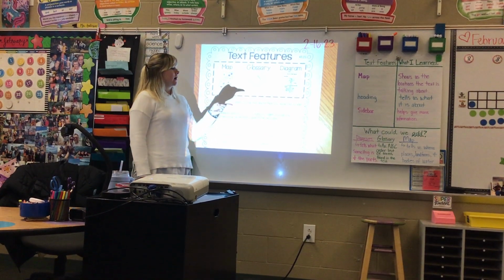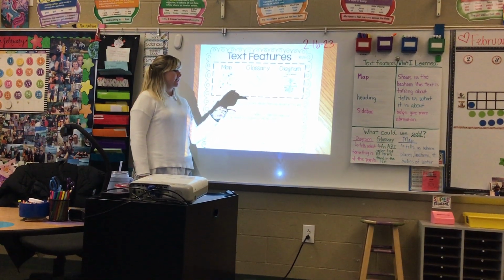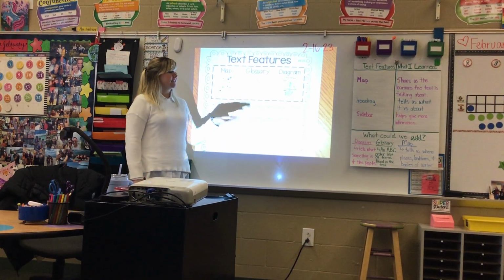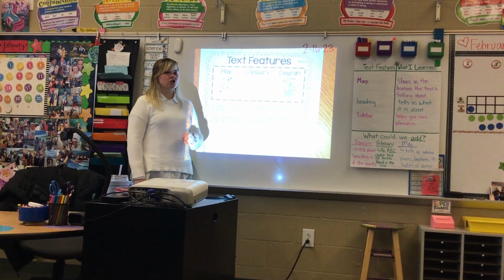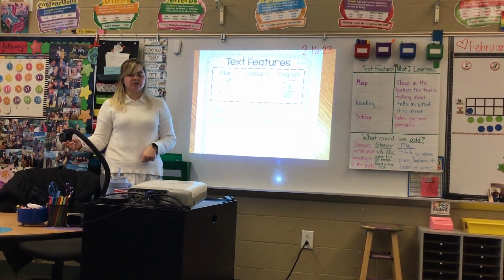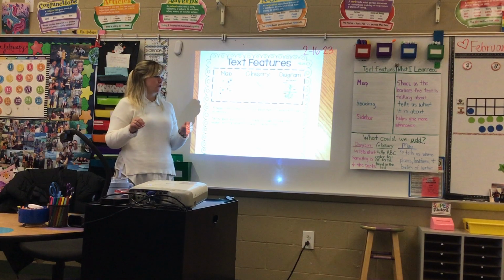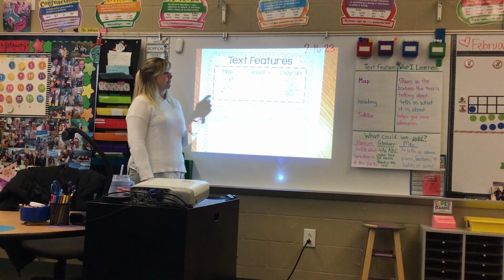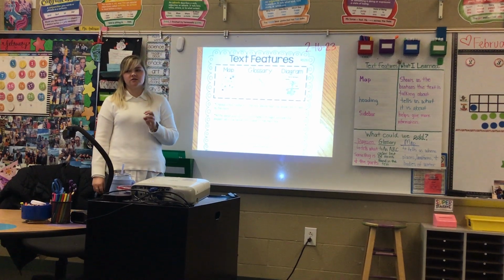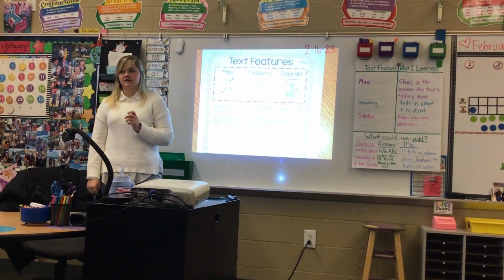So we talked about how a diagram tells us what something is and the parts, and the glossary is an ABC order list of the terms that are found in the text, and then it tells you what pages those terms are on, right? And then a map tells us where places, landforms, and bodies of water are at, okay?